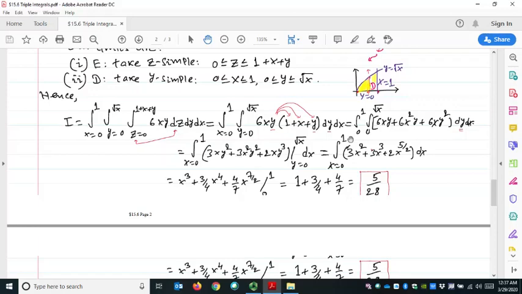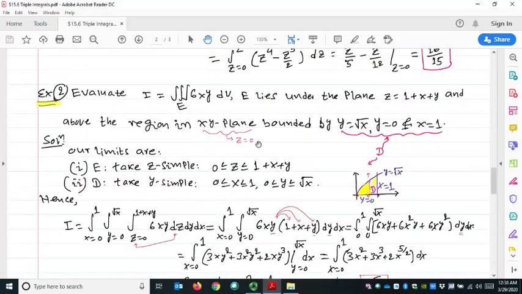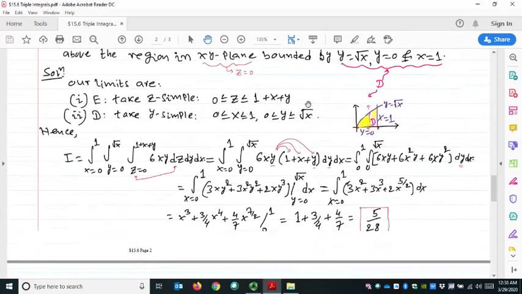Great. Now integrate the last integral with respect to x, which gives you x cubed plus 3/4 x to the 4 plus 4/7 x to the power 7 halves. Put in the x limits, x equals 0 to 1. Put x equals the upper limit 1 in this expression and simplify. It gives you 5 over 28. So we found the value of this given triple integral as 5 over 28. Awesome. Let's move on.